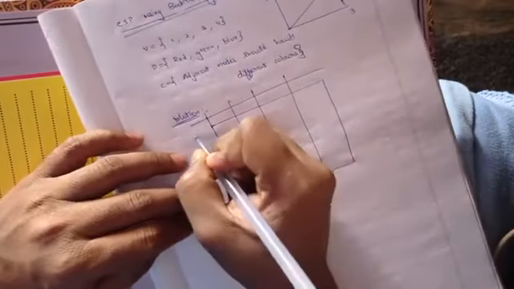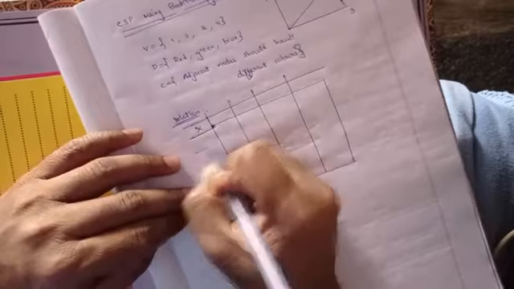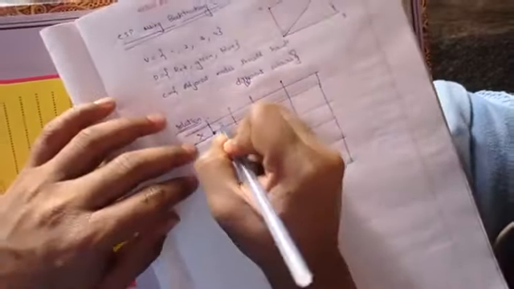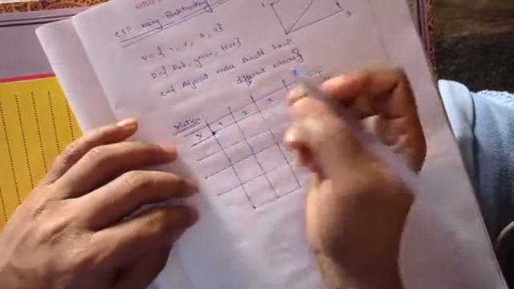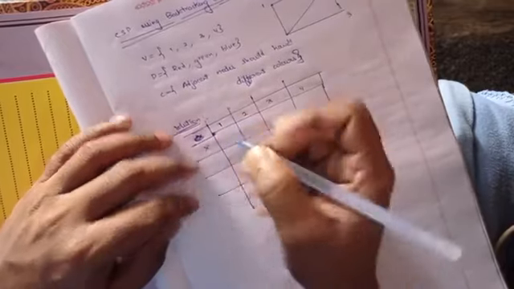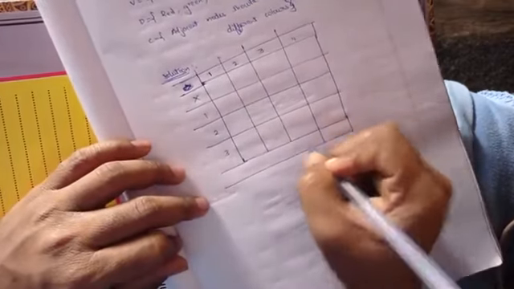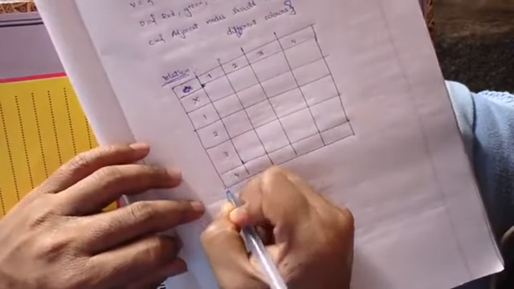So there are 4 vertices, right? 1, 2, 3, 4. So this is x 1, 2, 3, 4. So what is the variable? First variable, what is the variable? 2, 3, 4. So let me take x down: 1, 2, 3 and 4. So this is the matrix representation.